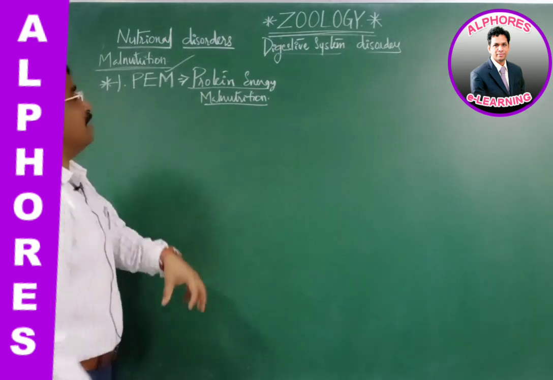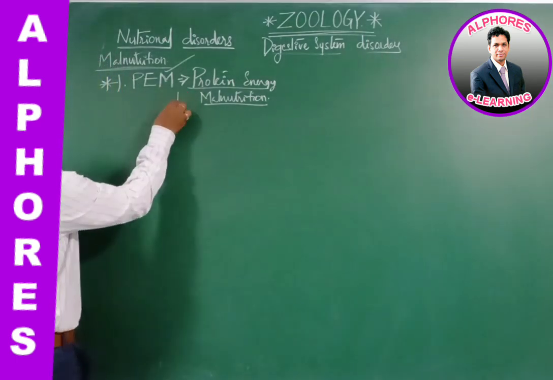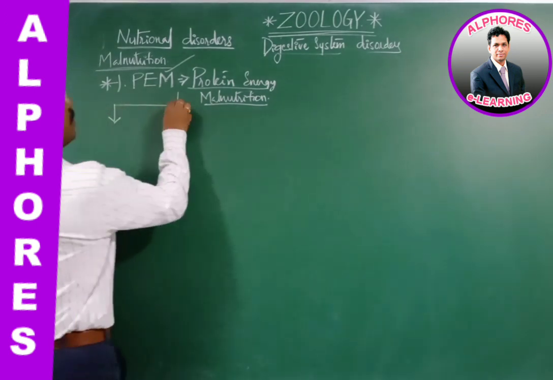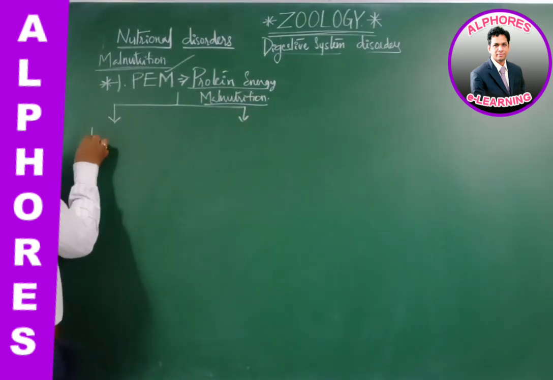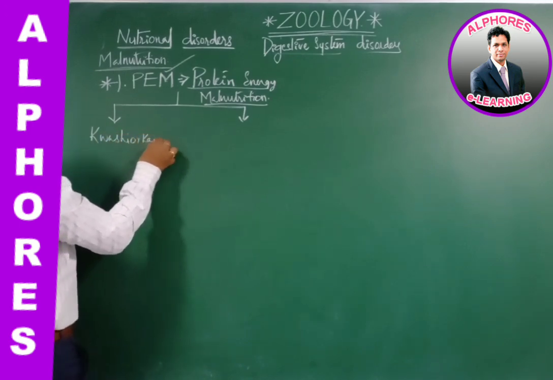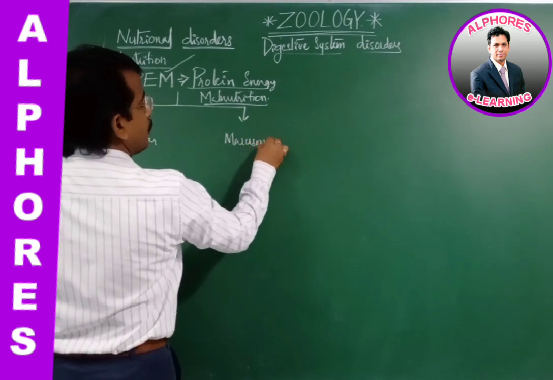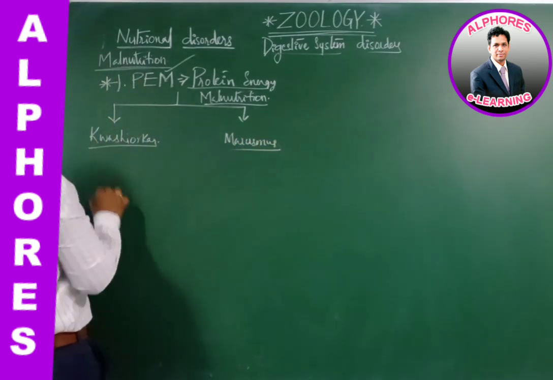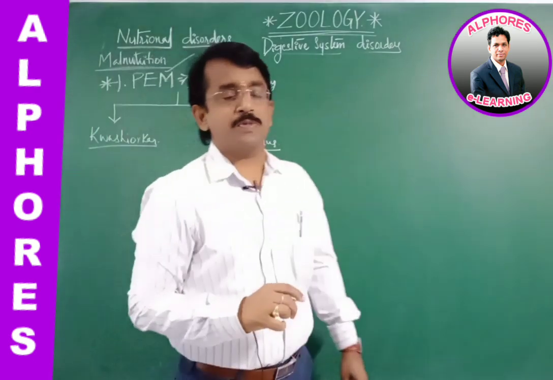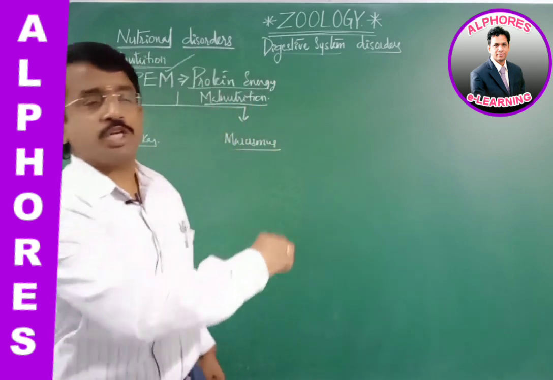Under this protein energy malnutrition, we discuss two deficiency disorders. One is named kwashiorkor, and the other is marasmus. I repeat, kwashiorkor and marasmus are protein malnutrition disorders.